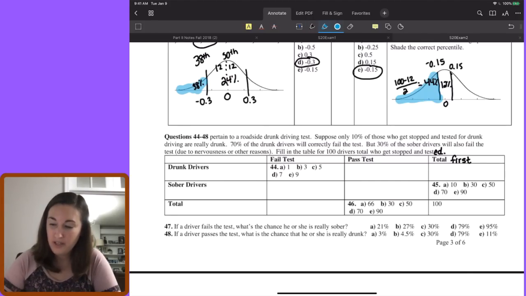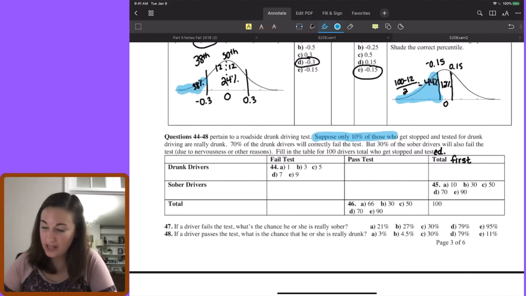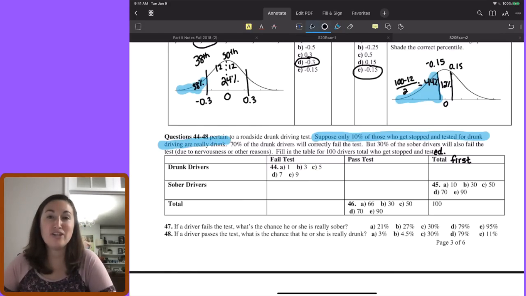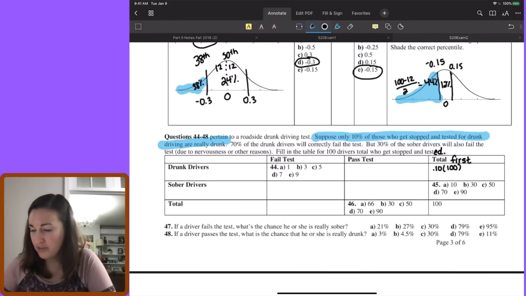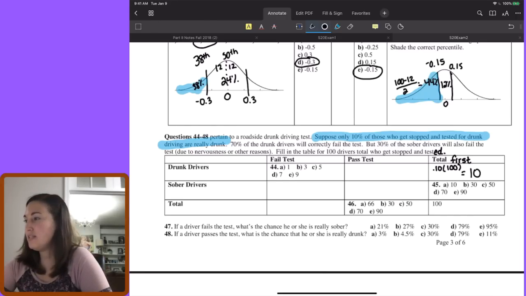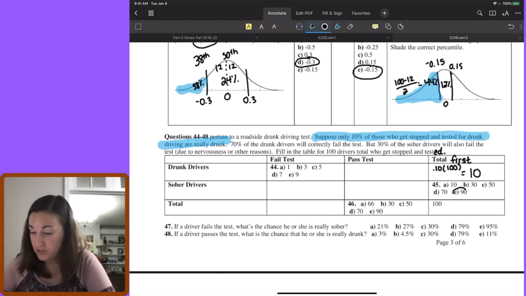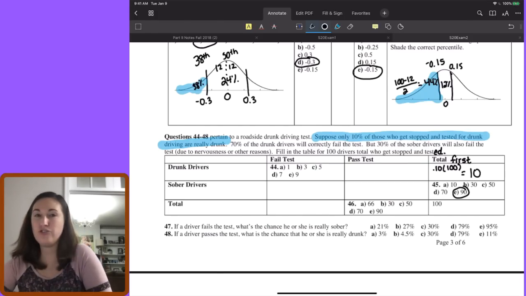Okay, here we go. I see it. It says, suppose 10% of those who get stopped and tested are really drunk. So of the 100 people, 10% are actually drunk. So I could do 10% of 100. I like when it's 100 because easy math. So that's going to be 10. And then the rest, 90% have to be sober. So this should be 90. That looks great. And now I can just fill in the rest of the chart.